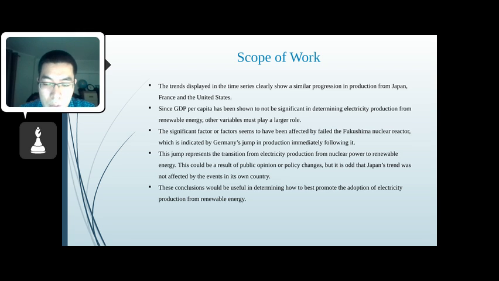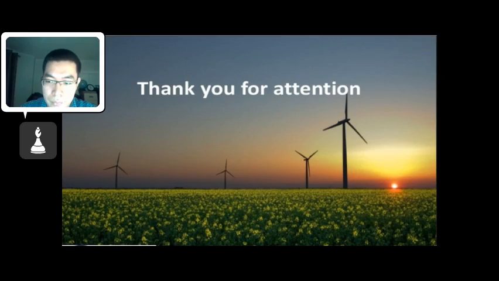But that's the odd part, since Japan's trend wasn't that much affected. Maybe it's because the large companies stay the course even though the public opinion changes. From this conclusion, we may get some useful information in determining how we can best promote the adoption of renewable energy in our electricity production.